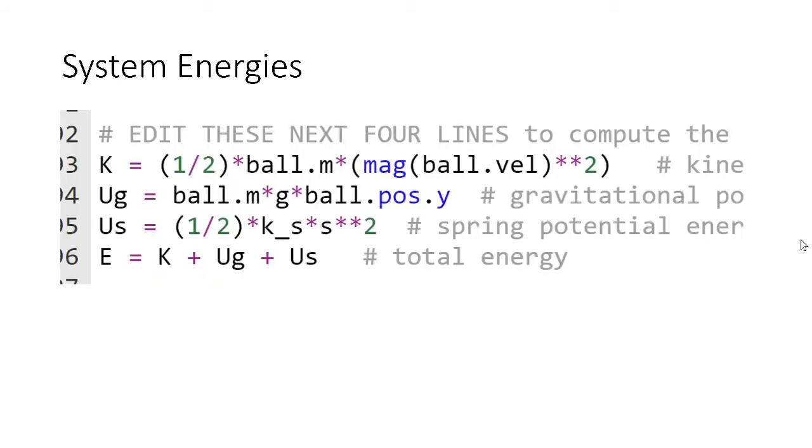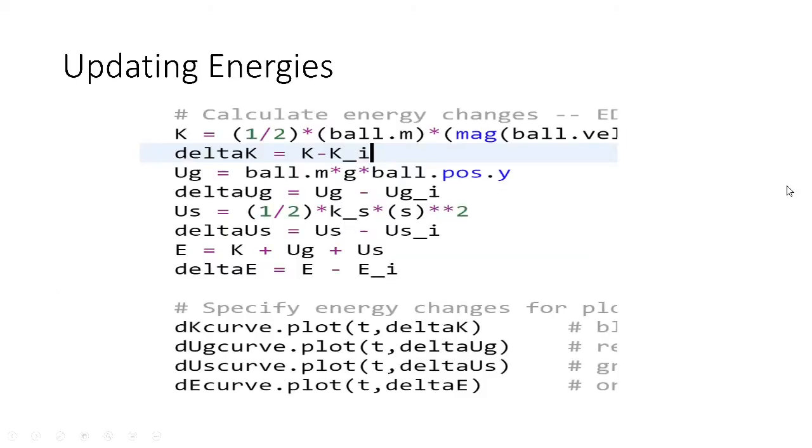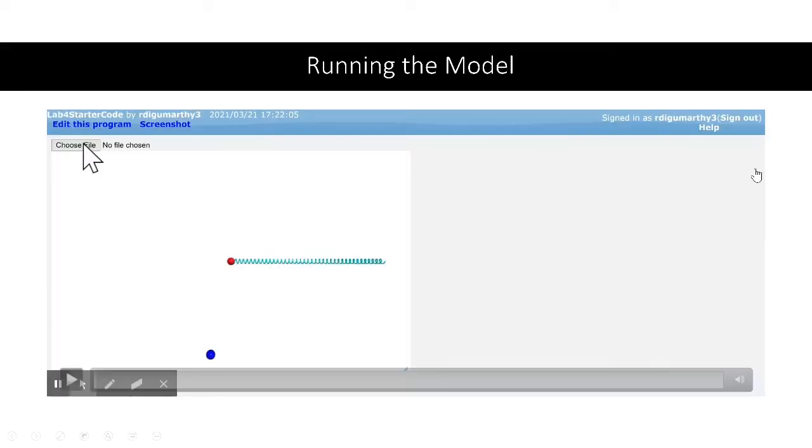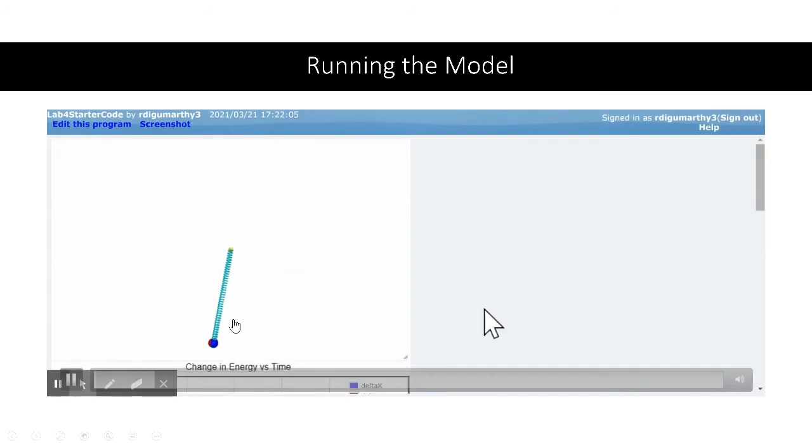Here I added the previous equations to calculate the kinetic and potential energies as well as the total energy in the system. To plot the changes in energy as the spring oscillates, I updated the values for the kinetic, potential, and total energies as the ball's position changes. When I run the model, the mass is seen to oscillate with the spring.